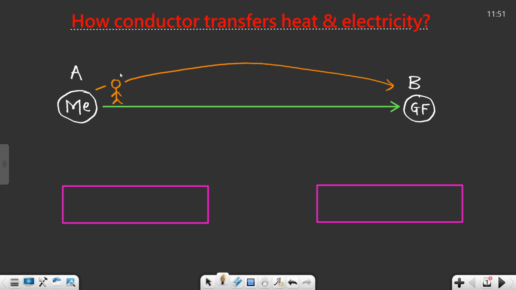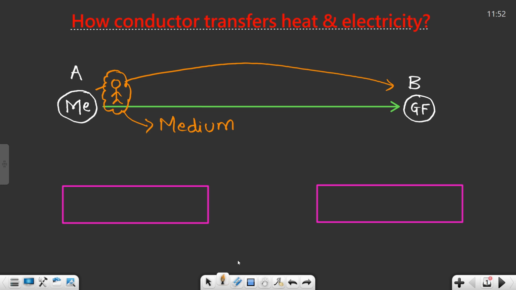Since you are my obedient student, you just transferred the letter from me to her. I hope you are able to understand this. You took that letter from point A to point B. Let's suppose you are not present in this entire scenario, I won't be able to pass that letter to her. So what does that mean? You are acting as a medium in between both of us.